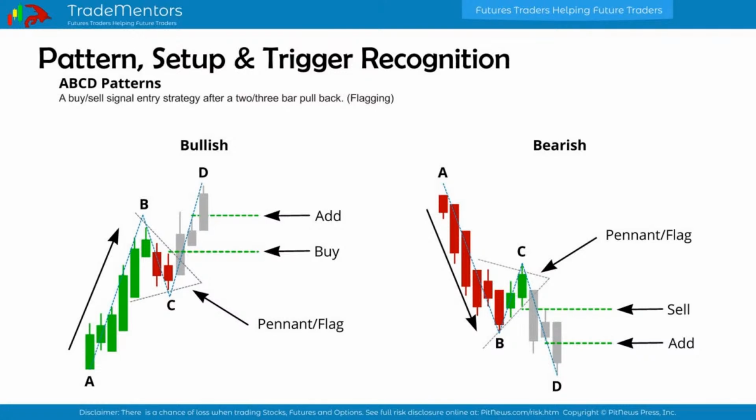Once it breaks a previous high, we want to see it rip and start to go higher once again. And that's the A, B, C, D. We're not going to trade the A, B. We're going to trade the C to D.